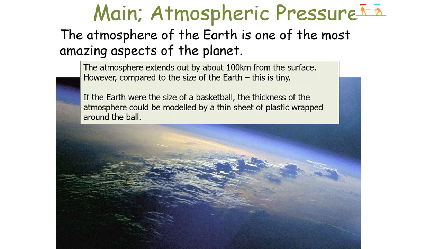Now, the atmosphere, whilst on the human scale it is large, in comparison to the Earth it's in fact tiny. We believe the atmosphere is only about 100 kilometers in height from the surface of the Earth. Now, compared to the size of the Earth, that's absolutely minuscule. If the Earth was the size of a basketball, the thickness of the atmosphere could be modelled by placing a thin sheet of plastic or laminate around the ball. So it's like putting a varnish on a football.